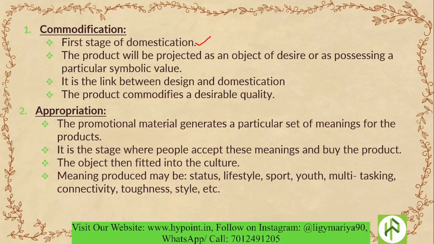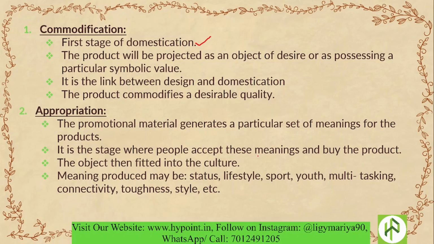So after wearing this you are going to be a fashion icon just like the model that we are showing, and this is going to be a unique dress that you only will possess. So in that way, a particular set of meanings will be there. This is the stage where people accept these meanings and buy the product. Those who are accepting these meanings and desiring this product, those who can afford it, they will buy this product. The object is then fitted into the culture.